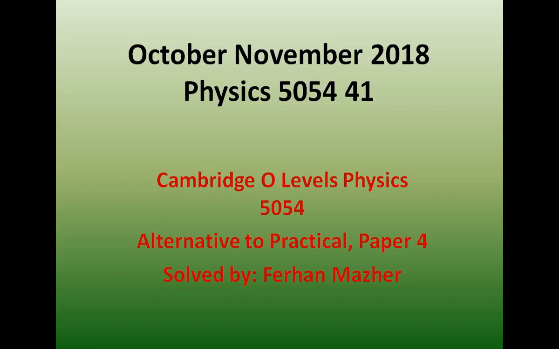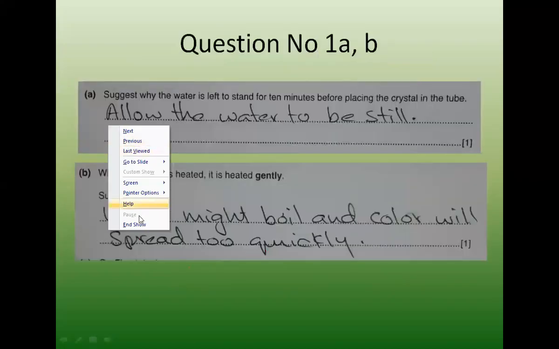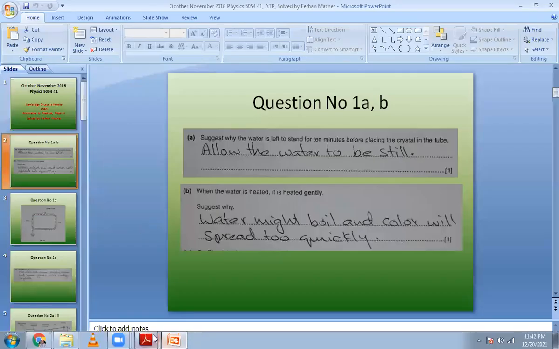Right now, I am with the 11th Cambridge class, and the subject we are studying is Cambridge O Level Physics 5054. Today, we have set our hearts to solve an ATP paper. We call it Alternative to Practical. This is paper 4, and we have selected the October-November 2018 4-1 paper. This ATP paper belongs to zone 1, or you can say this is variant 1. The time allowed for this paper is 1 hour. So let's start this paper.